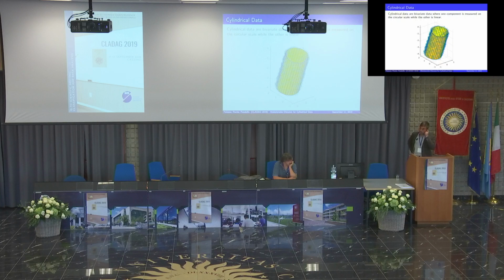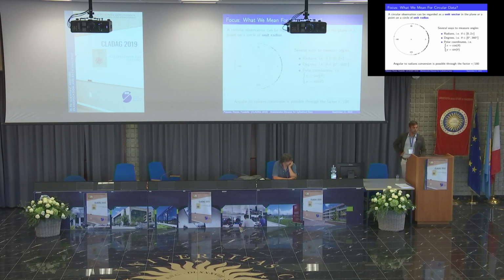What are cylindrical data? Cylindrical data are just bivariate data where one of the two features is circular. So we have a direction and a linear feature. What do we mean by direction? We need something that can be regarded as circular data, so some features that have a direction and usually lie on the circumference with the unit radius.